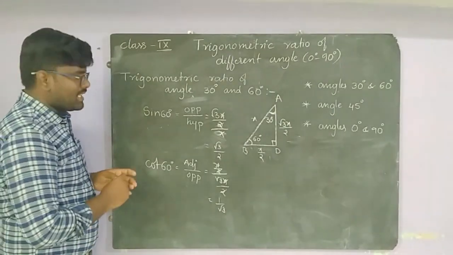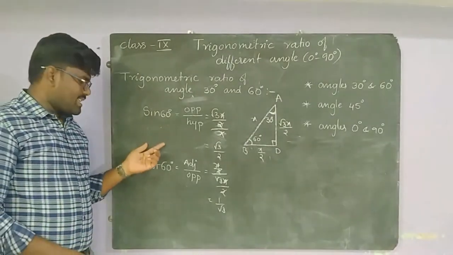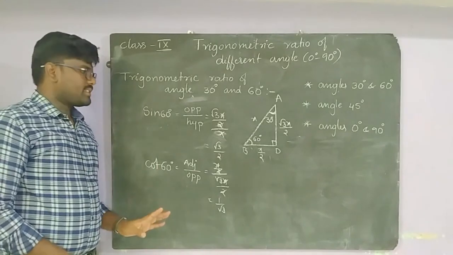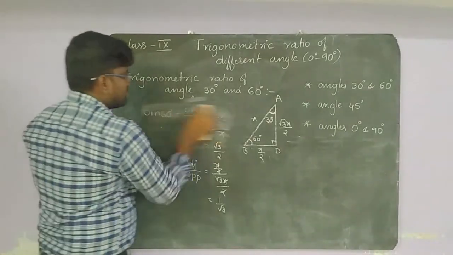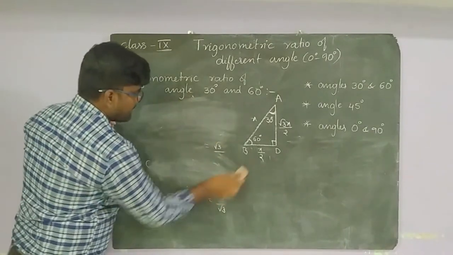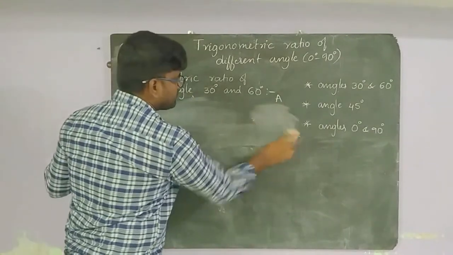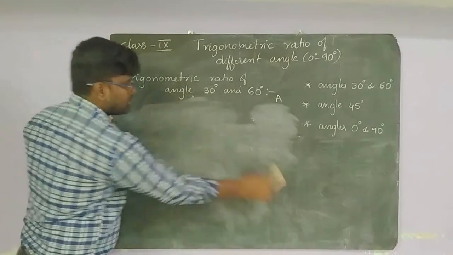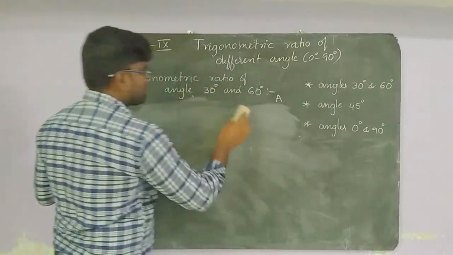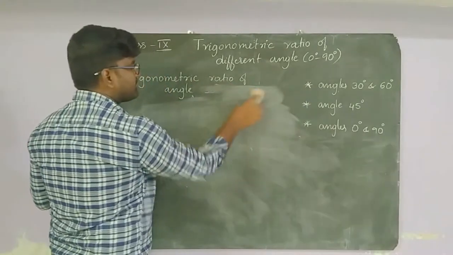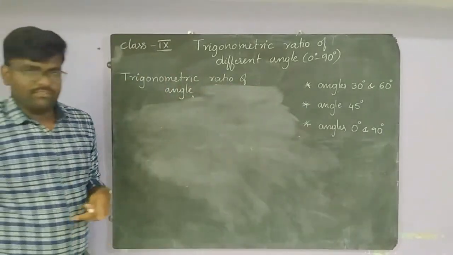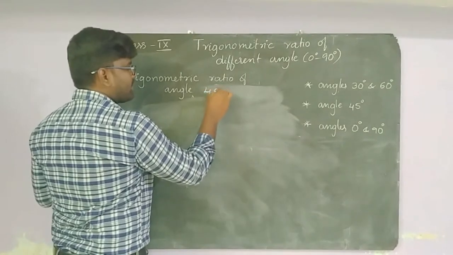Similarly, we can find cos 60, tan 60, secant 60, cosecant 60. And next, trigonometric values of angle 45. Angle 45 degrees.